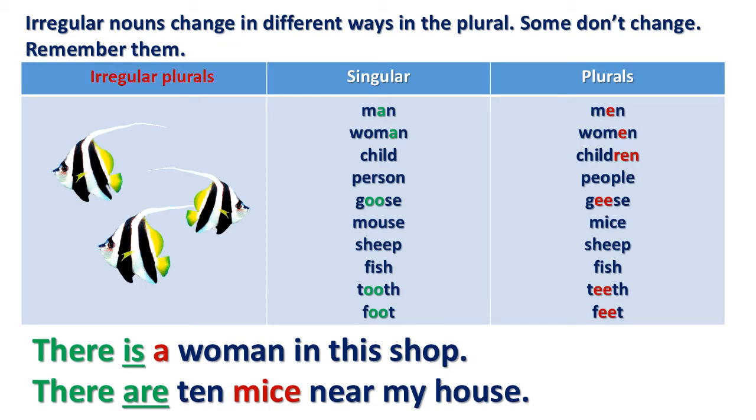Irregular nouns change in different ways in the plural. Some don't change. Remember them. Man, men. Woman, women. Child, children. Person, people. Goose, geese. Mouse, mice. Sheep, sheep. Fish, fish. Tooth, teeth. Foot, feet. There is a woman in this shop. There are 10 mice near my house.